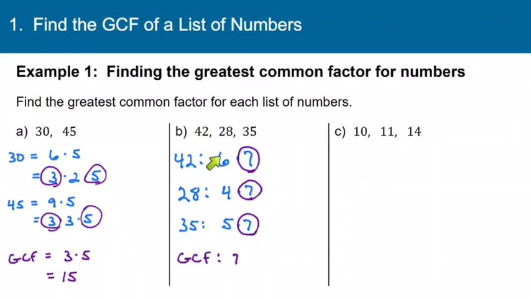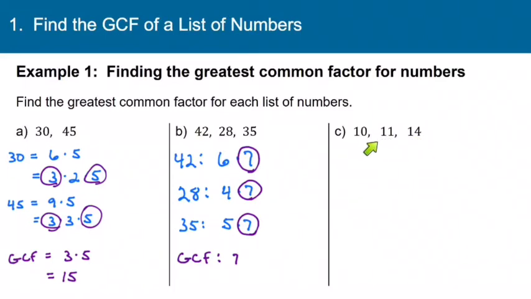any other common factors. Here we have a 6, which is 2 times 3. And here we have a 4, which is 2 times 2. And then 5 is prime. So even though these two numbers both have a factor of 2, this one does not. So 2 is not common to all three of these lists. And the only number that appeared in all three lists is 7, so that's our GCF.